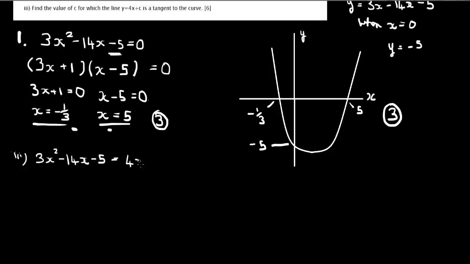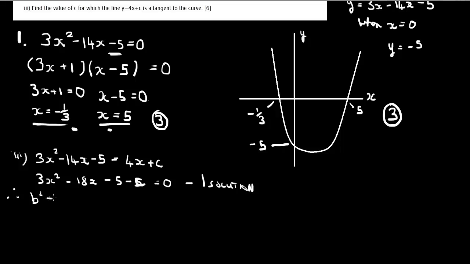Just rearrange that, get 3x squared minus 18x minus 5 minus c equals 0. And because the line is a tangent to the curve, it only touches it once, so there's only one solution. So if we hark back to our knowledge of the discriminant, we'll know that for that quadratic there, because there's only one solution, or repeating solutions we say sometimes, b squared equals 4ac, so b squared minus 4ac equals 0. That's a, that's b, and that is c, just put the bracket around c.